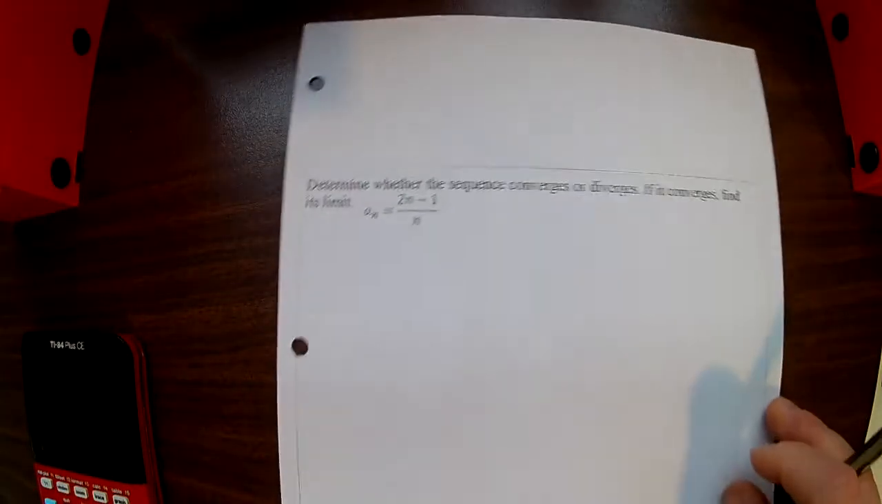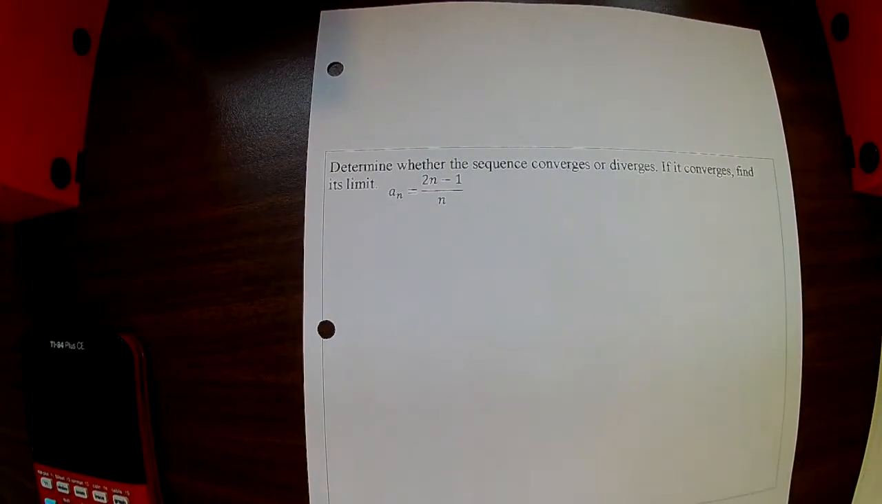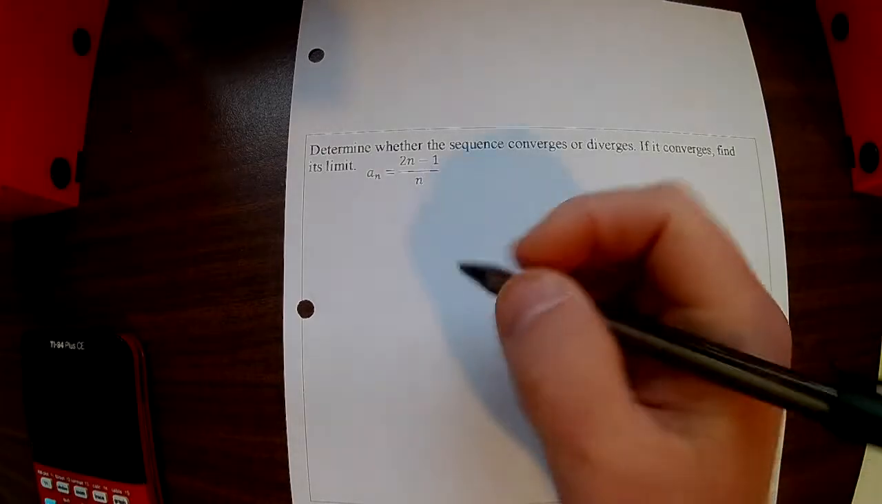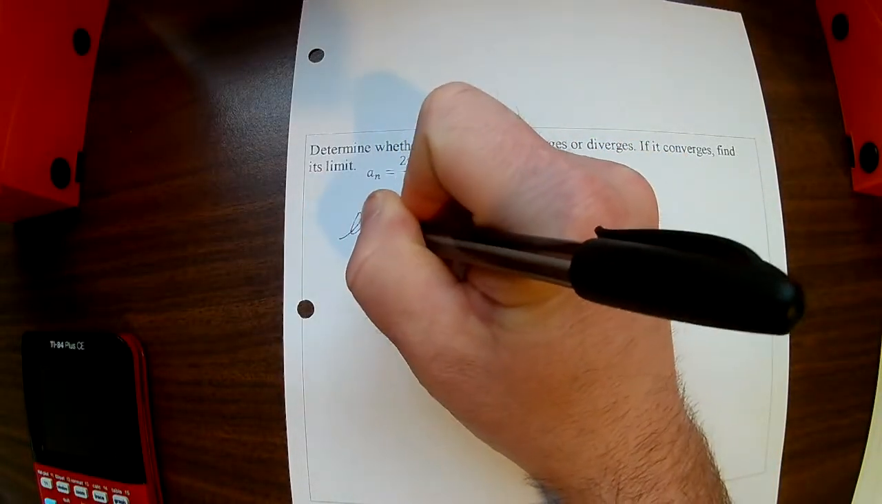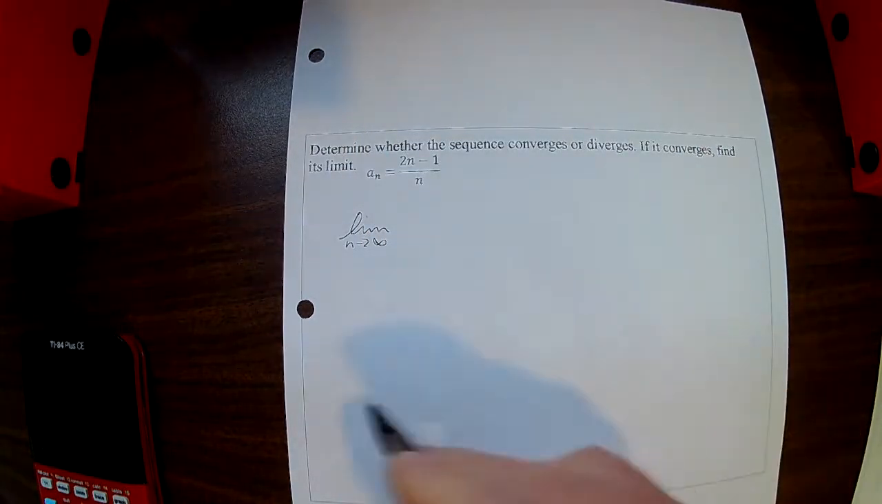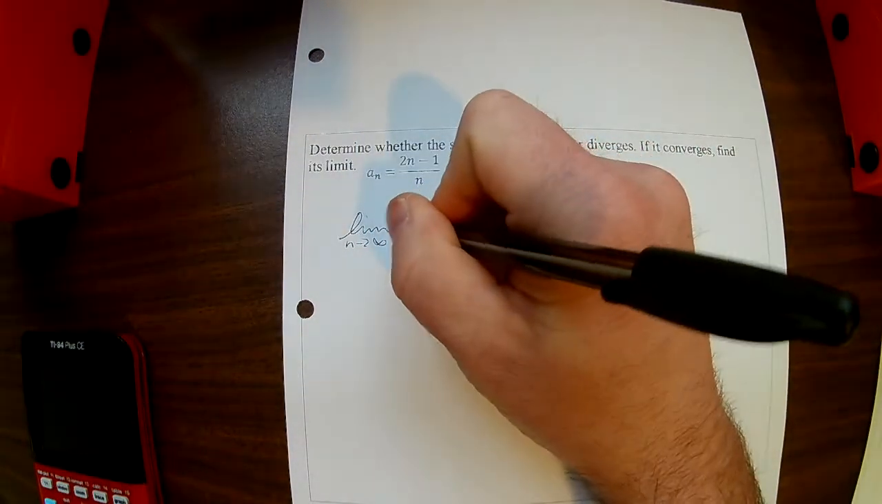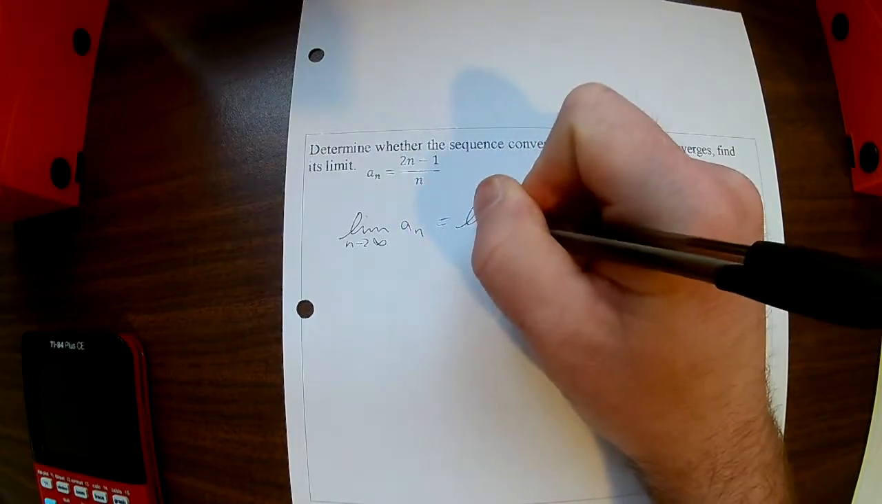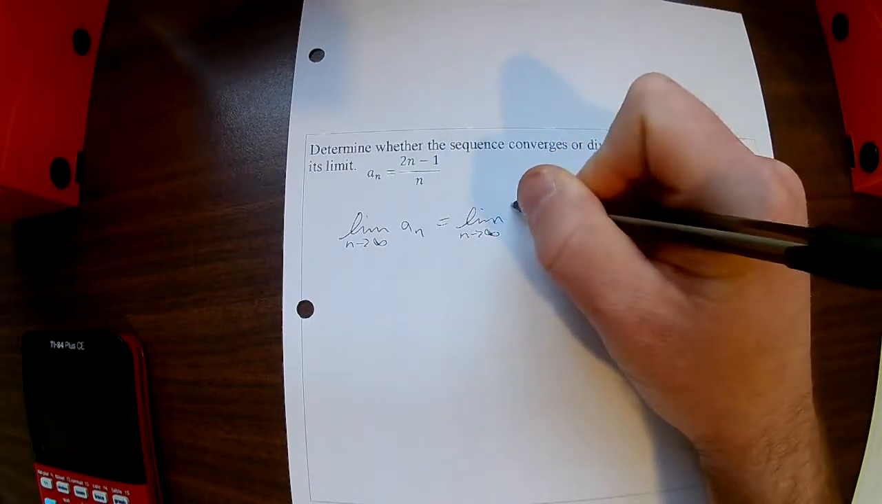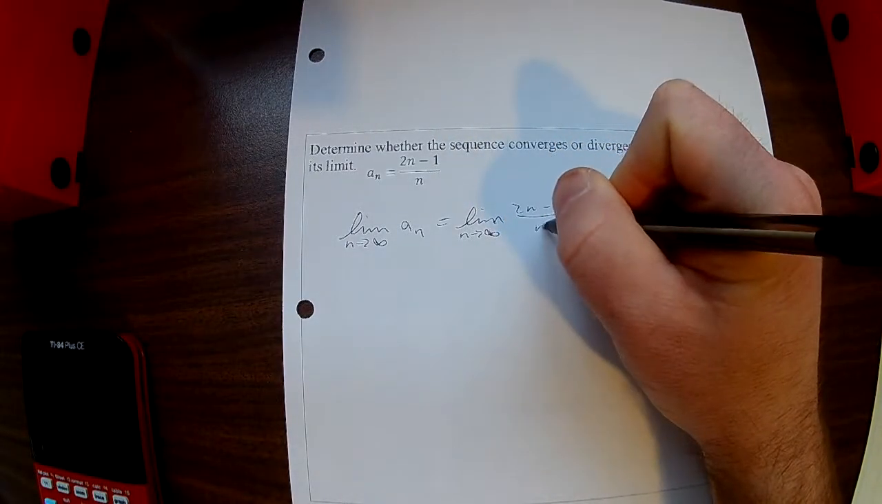Moving on. Determine whether the sequence converges or diverges. If it converges, find its limit. A sub n is equal to 2n minus 1 over n. So all of that really tricky stuff from 2 slides ago, all that means is we're finding the limit as n approaches infinity. When we're talking about the limit of a sequence, it's always the limit as n approaches infinity of a sub n, which is equal to the limit as n approaches infinity of 2n minus 1 over n.